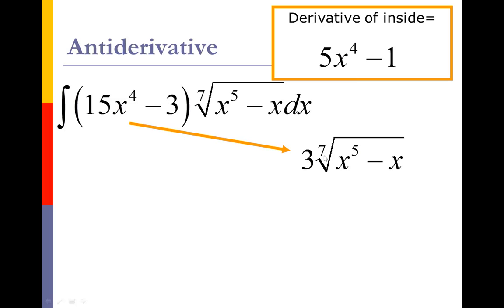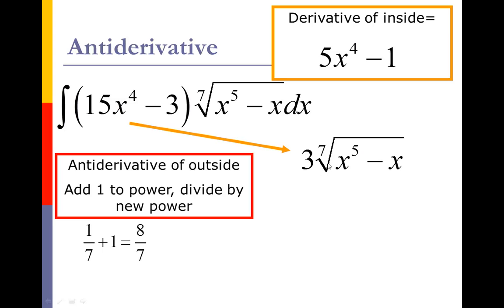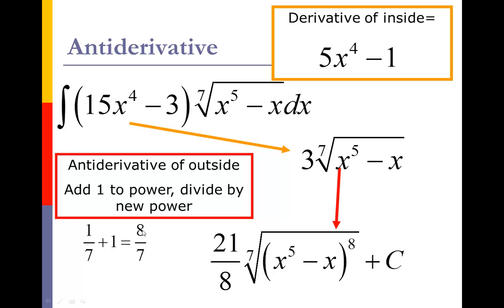And then our next step is to do the antiderivative of the outside piece. The outside piece is the 7th root, and you may remember that we add 1 to the power, so that'd be an 8 over 7. That'll be our new power, and then we divide by that new power. And so dividing by 8/7 is the same thing as multiplying by 7/8. Remember, when you divide by a fraction, you can take the reciprocal and multiply. So I've got that 3 times the 7 when we flip that. That's where the 21 comes from.